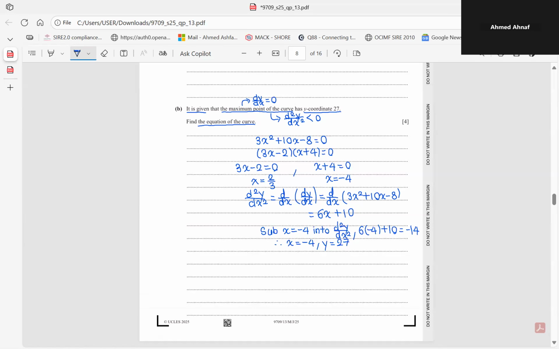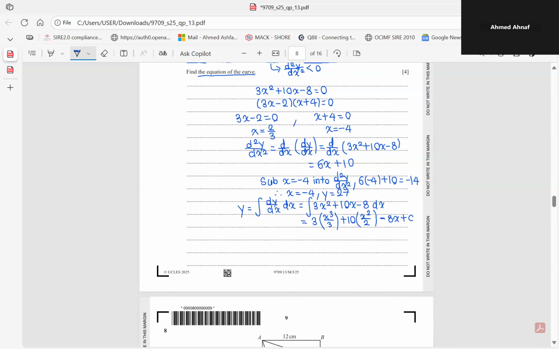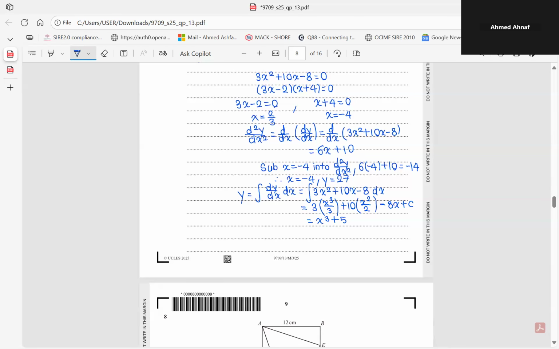Okay, now let's find the equation of the curve. To do that, we're going to have to find y in terms of x, and to do that, we're going to have to integrate dy/dx with respect to x. So let's first integrate 3x squared. Ignore the constant term, and we integrate x squared, so that will be x to the power of 3 divided by 3. And then now we integrate 10x, so keep the 10 and integrate the x. That would be x squared over 2 and then minus 8x plus c. So simplifying, we'll get x cubed plus 5x squared minus 8x plus c.